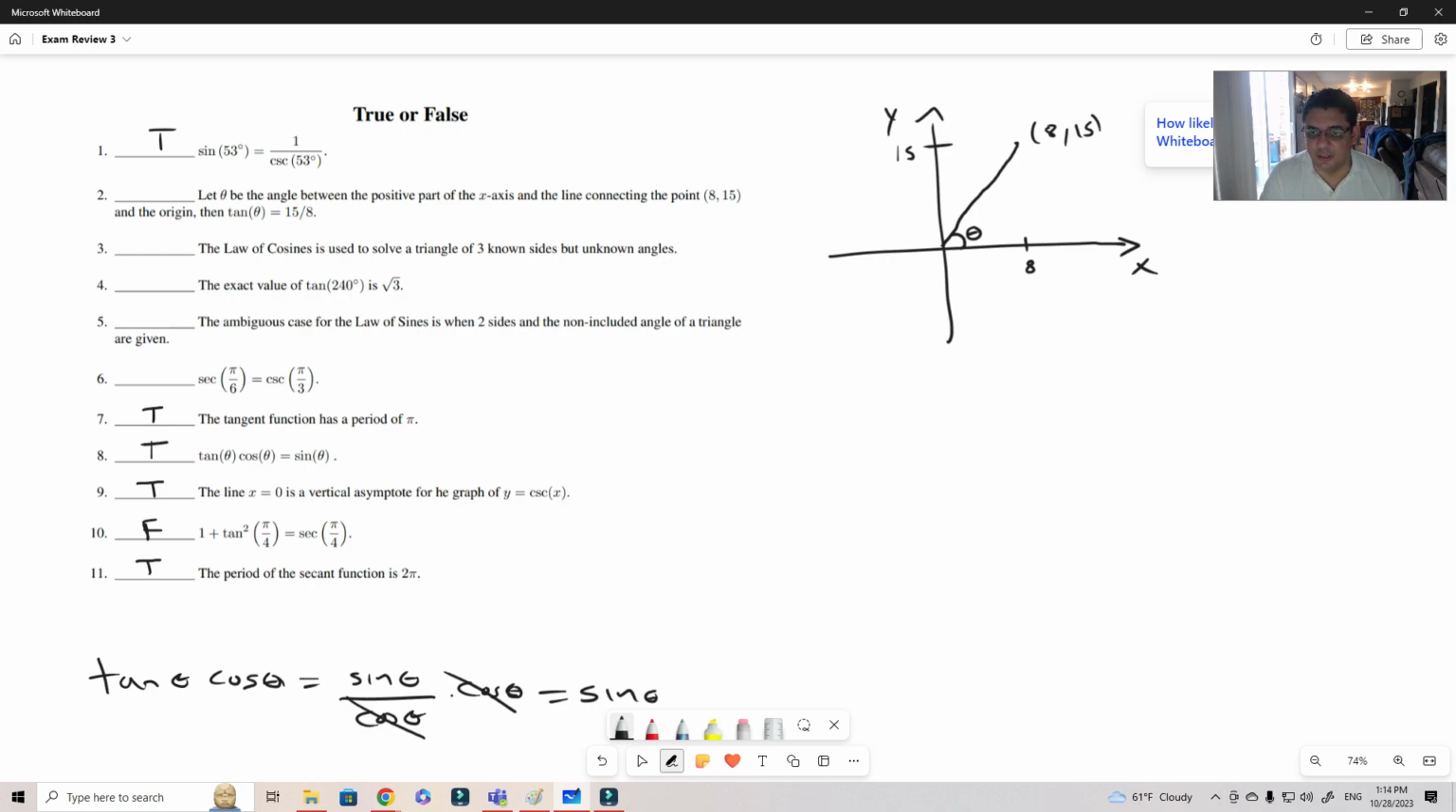So you can easily see that we can create a right triangle here, right? And so if we measure this right triangle, well, this distance is going to be 15, and this distance here is going to be 8. And so using just the identity of the tangent, tangent is, remember, opposite over adjacent. And the opposite side to the angle in this case is 15, and the adjacent side of the angle is 8. So it is going to be 15 over 8. And so that is why number 2 is true.